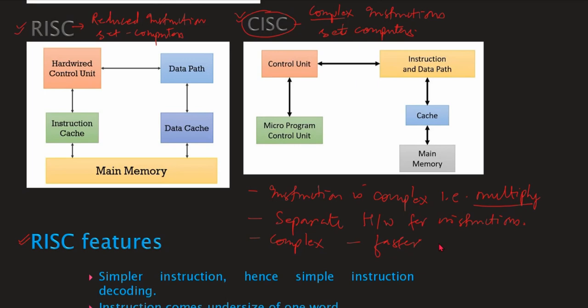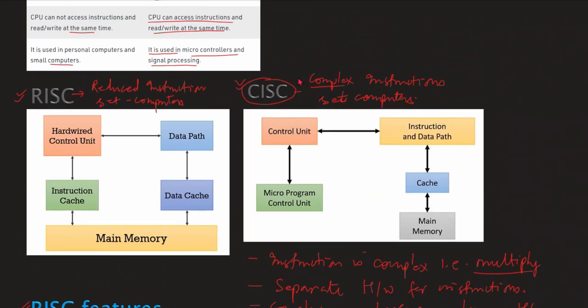Also, as hardware is required for each instruction, and there are more instructions, large hardware is required, so the cost is also larger. This was the basic initial processor design. But nowadays the processors are reduced instruction set computers. So RISC type of processors are there.